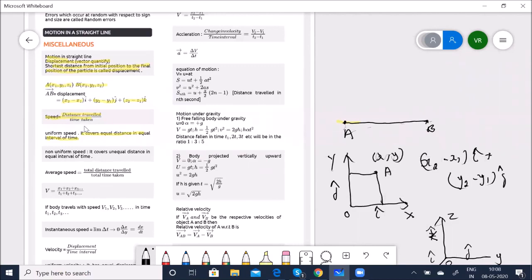Now coming to speed, I told you speed is the distance traveled by the time taken. Uniform speed covers equal distances in equal intervals of time, and non-uniform speed covers unequal distances in equal intervals of time. The average speed is the total distance traveled by the total time taken.